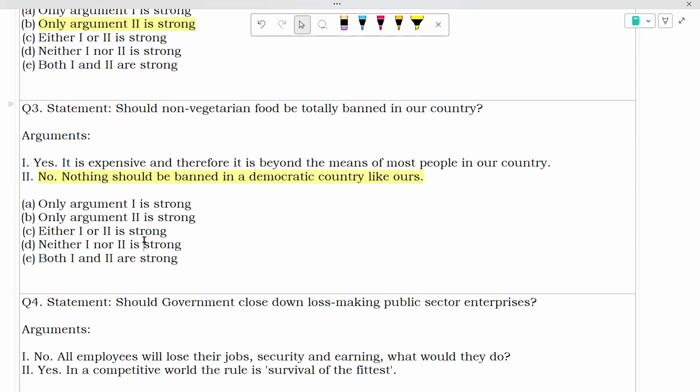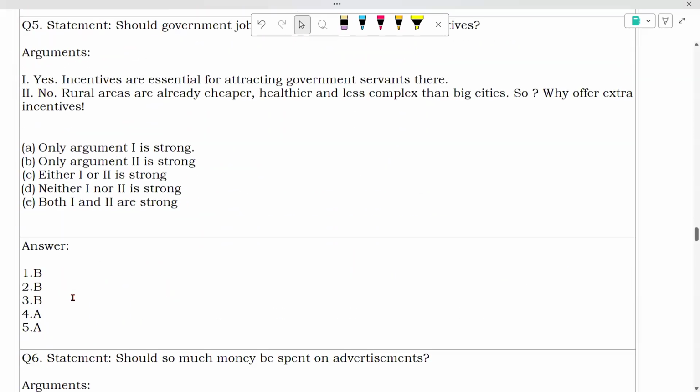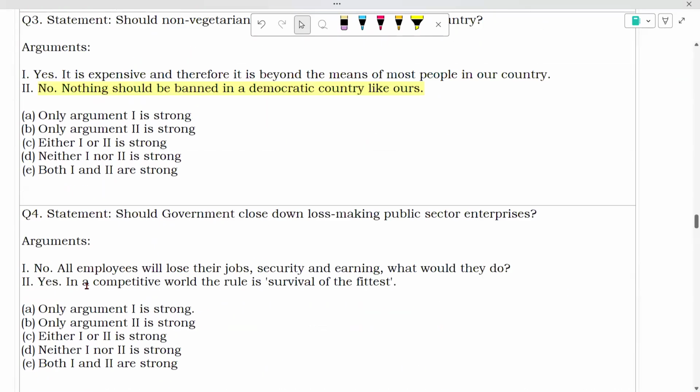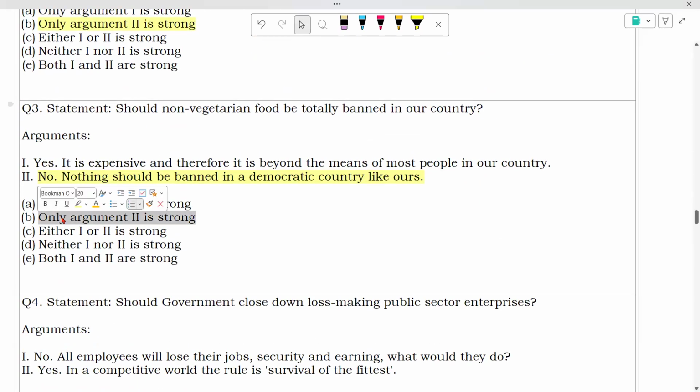Now, if we come to the spectrum from 0 to 10, in a democratic country, will a lot of bans be there or a smaller number of bans? Tell me, in a democratic country, you will have freedom. So let me see what the answer is. 3 ka B means only argument 2 is strong. So what I would say is, in a democratic country, you will have more freedom and fewer restrictions.